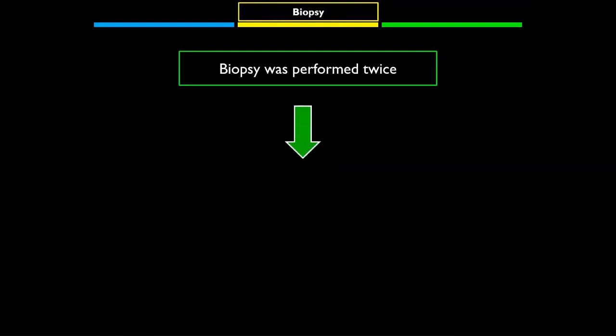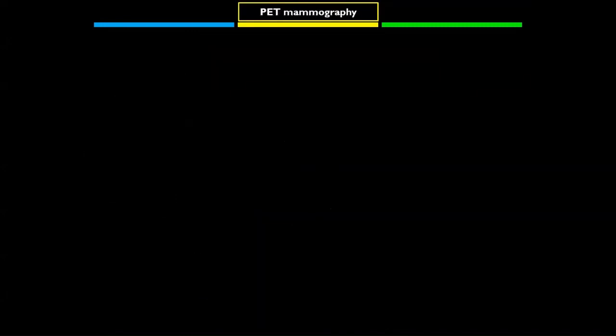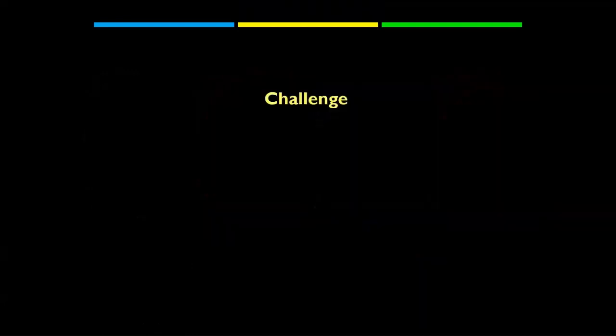Biopsy was performed twice, and it came back that there were no malignant cells in the biopsy specimens. Her clinician was still worried, and he sent her back again to perform a PET mammography. And on the PET mammography, there was a heterogeneous radiotracer uptake with an SUV max of 5.6 and lesion to background activity 10.9. And these values are too high, and they usually indicate malignant breast lesions.